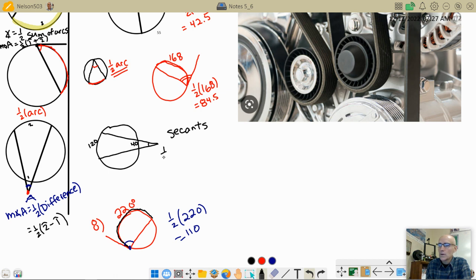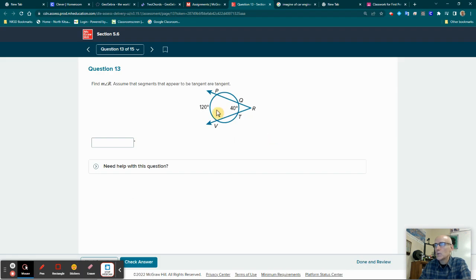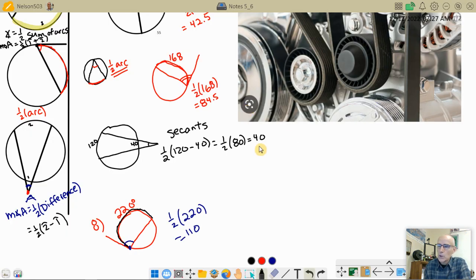So my formula goes like this: 1/2 of 120 minus 40. 120 minus 40 is 80, so I've got a half of 80, which comes out to be 40 degrees. Let's look over there one more time. Let's see if I got my numbers right. 120, 40. I want to take 120 minus 40. I get 80. Half of 80 is 40. Now that's kind of weird. That kind of throws me off a little bit, that this angle right here is the same as this intercepted arc. Doesn't always work that way. Okay, so be careful. Doesn't work that way every time.